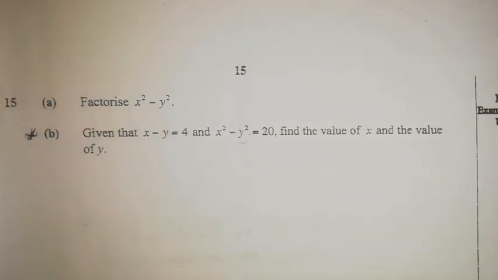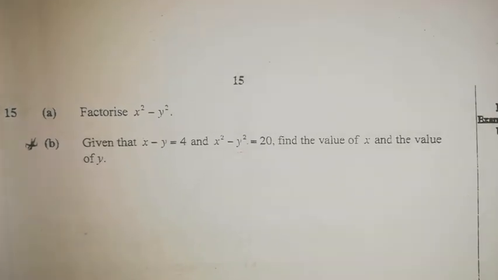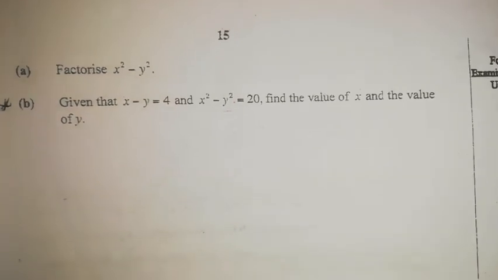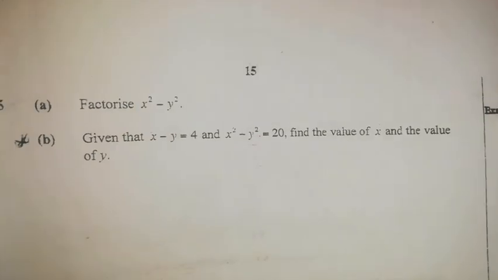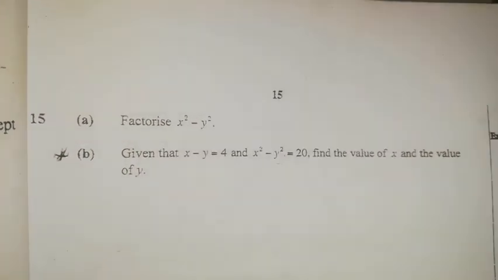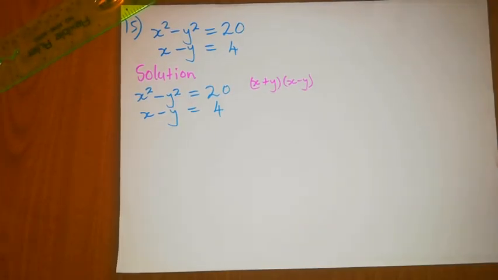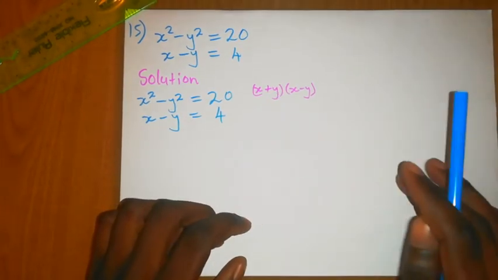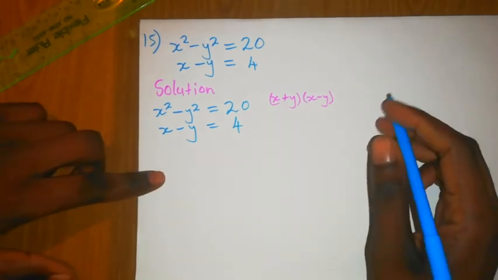Then below there is the question. Given that x minus y is equal to 4 and x squared minus y squared is equal to 20, find the value of x and the value of y. Meaning that we have to apply that concept which I was showing you on the previous example. That one is a prerequisite. You have to know that before you attempt anything. So we're going to apply our concept.